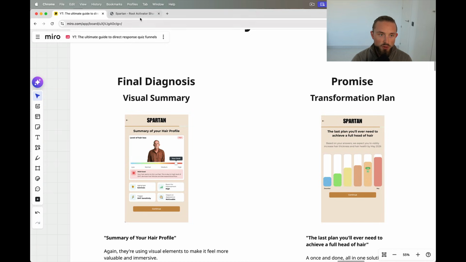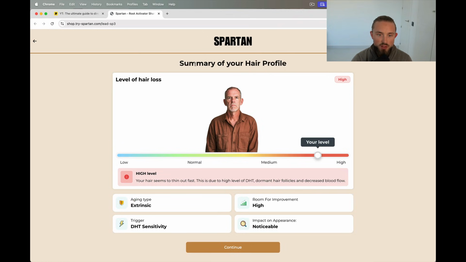So first of all, we give them the final diagnosis, right? So the summary of the hair profile. And now you can see that based on everything that I've told them before in the funnel, they now take all of those information points that they have about me in terms of how old am I, what are my pain points, how long have I experienced the pain points and all of that.